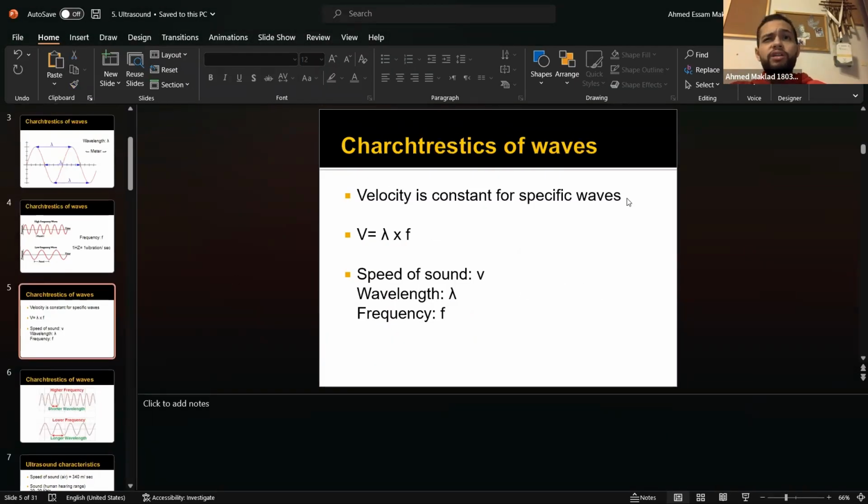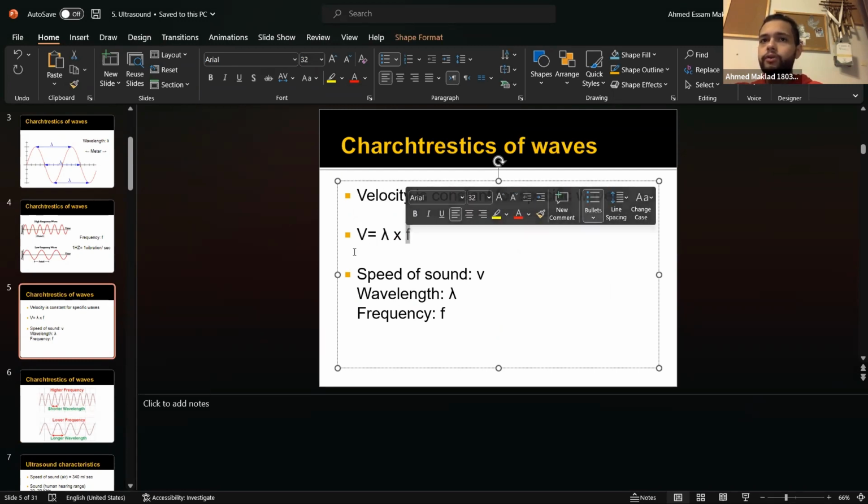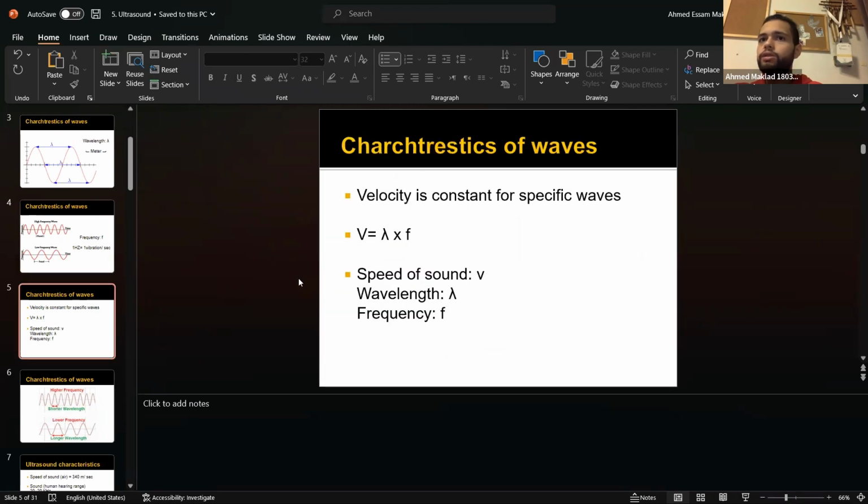Now, the velocity is constant for specific waves. Honestly, I feel like this is all just gibberish. I don't think you're going to get tested on this. It's a basic formula that tells you that the speed of sound is equal to the wavelength multiplied by the frequency. You can see that the frequency is multiplied by the wavelength, or the distance between two waves, and this is the speed of sound. Honestly, I don't think you need to remember anything about this. It's just there.